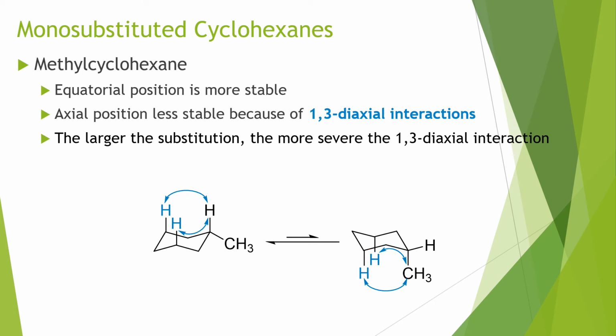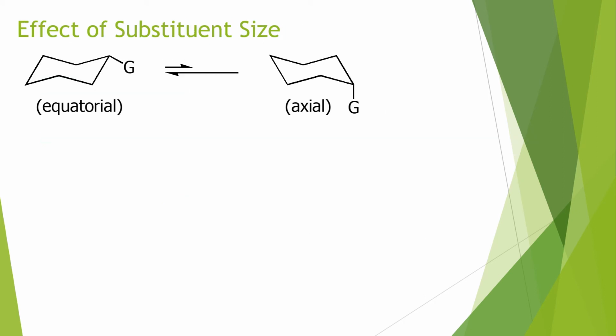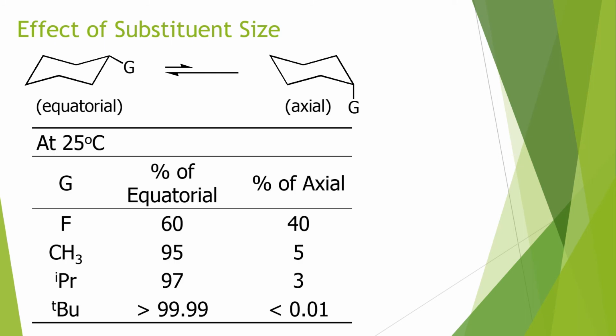So the larger the substitution, the more severe those interactions become, and the less likely it is to spend any time in the axial position. So, for example, let's look at substituents of different sizes. The fluorine substitution is quite small, and so it spends almost equal amounts of time in the equatorial and axial positions because there's not a huge cost for fluorine to be in the axial position.